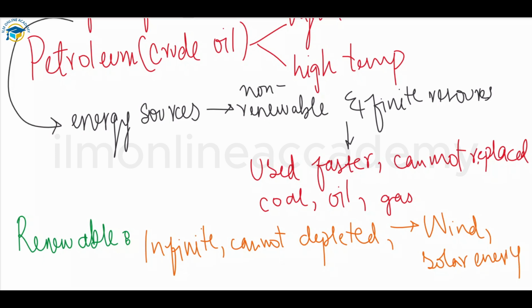And non-renewable sources are present in limited quantity and they will run out eventually, which are known as non-renewable and the finite resources. And in that example we have fossil fuels like coal, oil and natural gas.